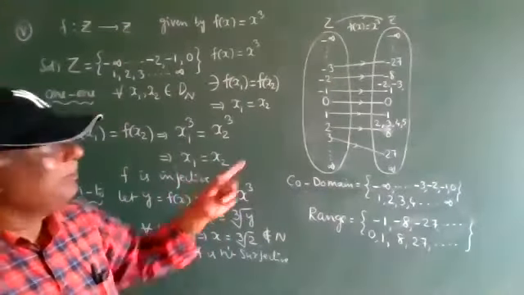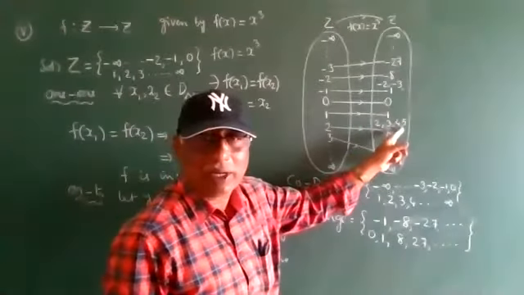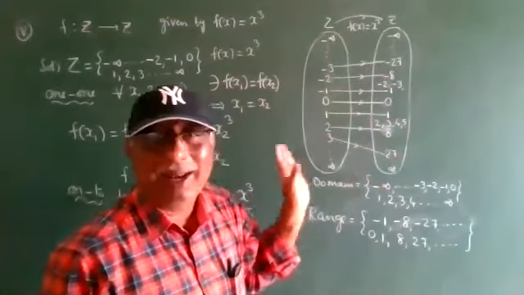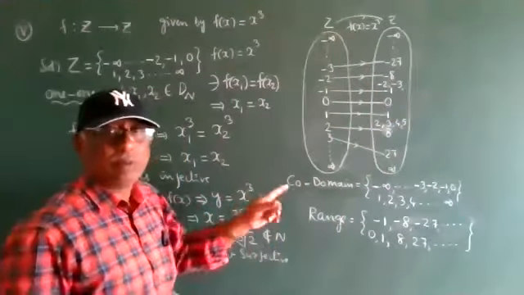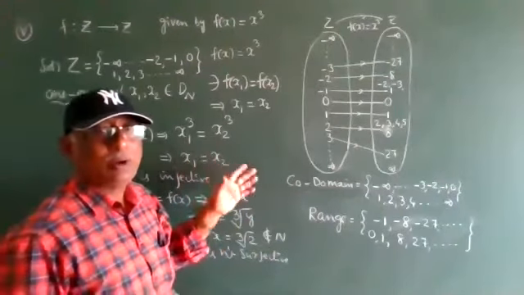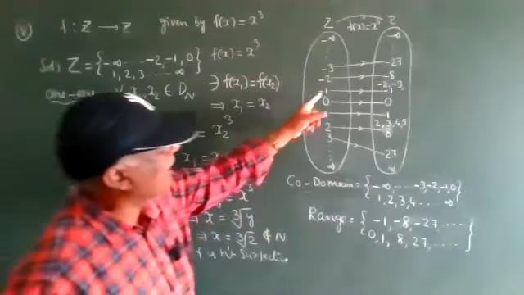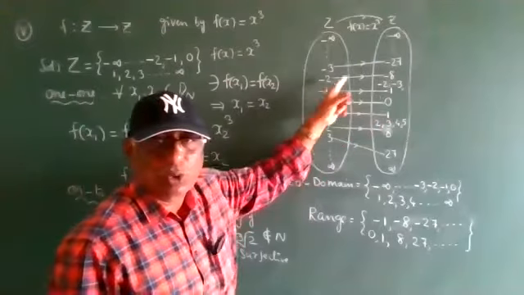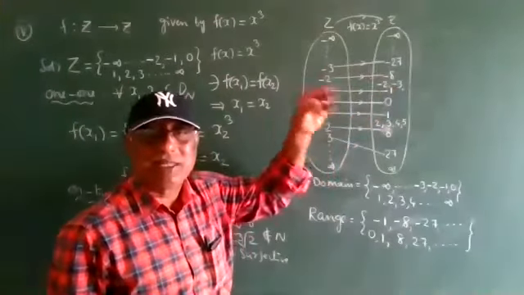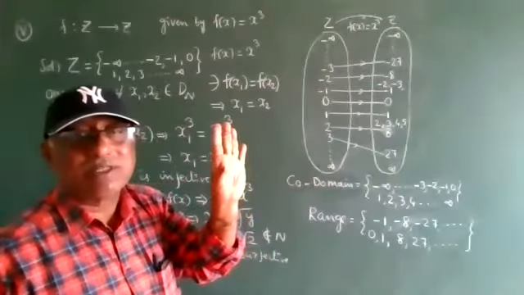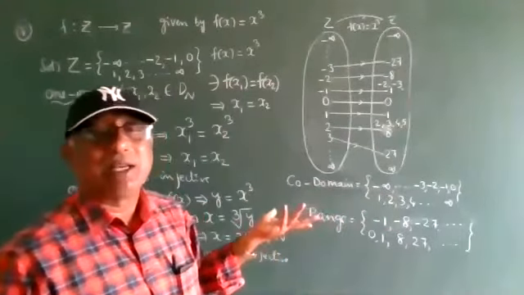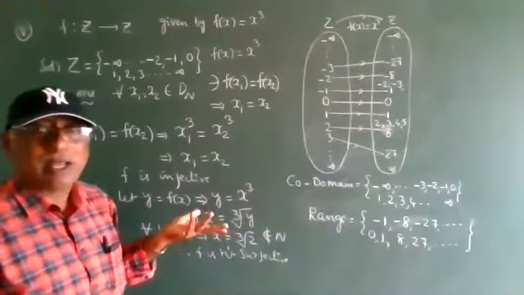Very simply understand. 2 has no relation, 3 has no relation, 4 has no relation, 5 has none. -2, -3, -4 have no relations. Therefore it is not surjective, because the codomain and range are not equal. -1 cubed is -1, -2 cubed is -8, but -2, -3, -4, -5, -6, -7 have no pre-images. So the codomain and range are not equal. Simply we say it is injective but not surjective.